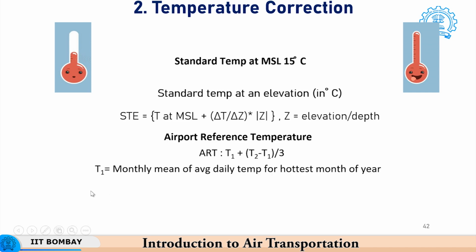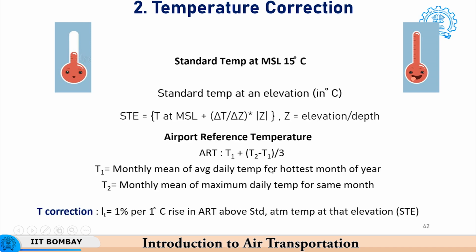Okay. So, T1 is the monthly mean of the average daily temperature for the hottest month of the year. T2 is the monthly mean of the maximum temperature of the same month. Okay. So, basically T2 minus T1 upon T1 for 3 months. Correction here.